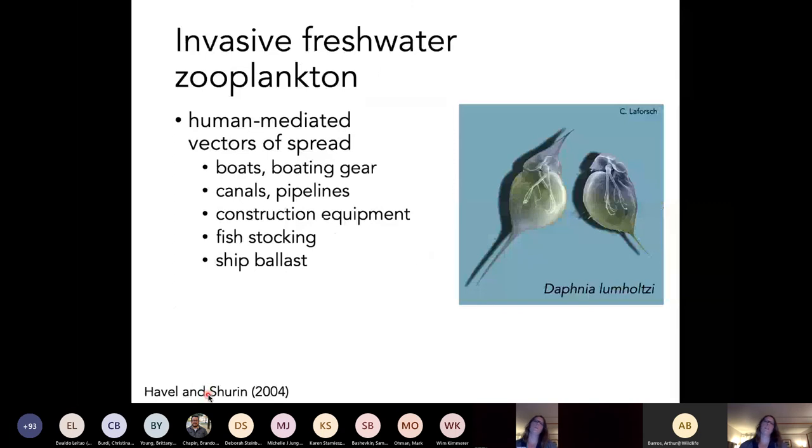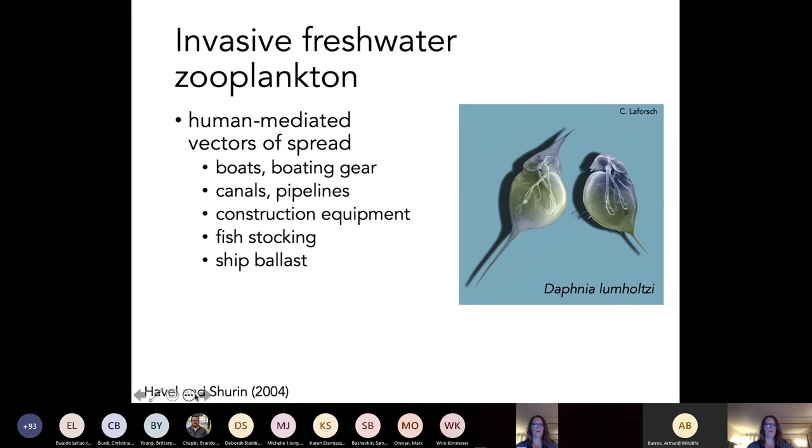So when we talk about invasive freshwater zooplankton, they move around by a lot of the same ways that other invasive organisms move around. They get dispersed by boats and boating gear, canals and pipelines, construction equipment, and fish stocking, but probably the biggest one is ship ballast. They're getting picked up in one port, and then when the ballast is offloaded, they are establishing in different ports.